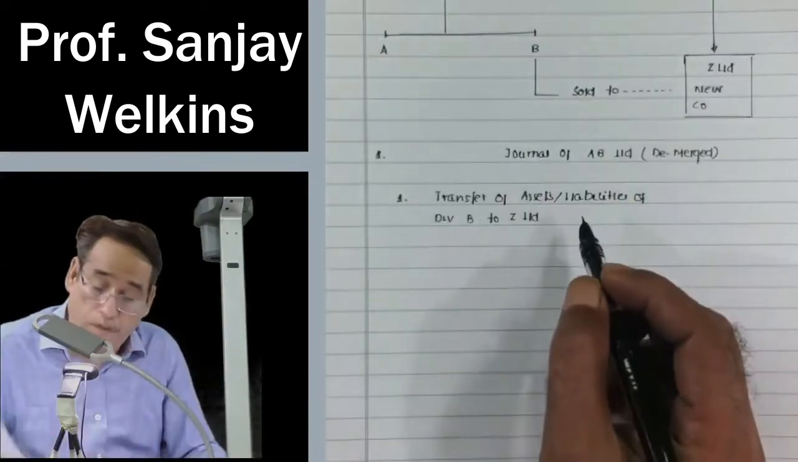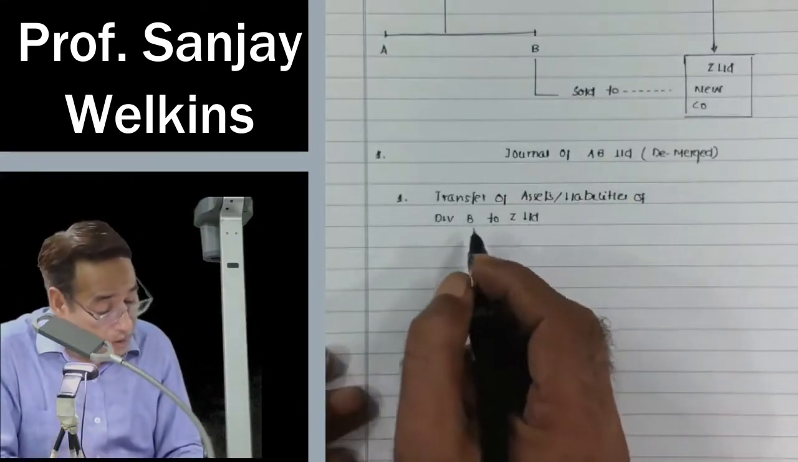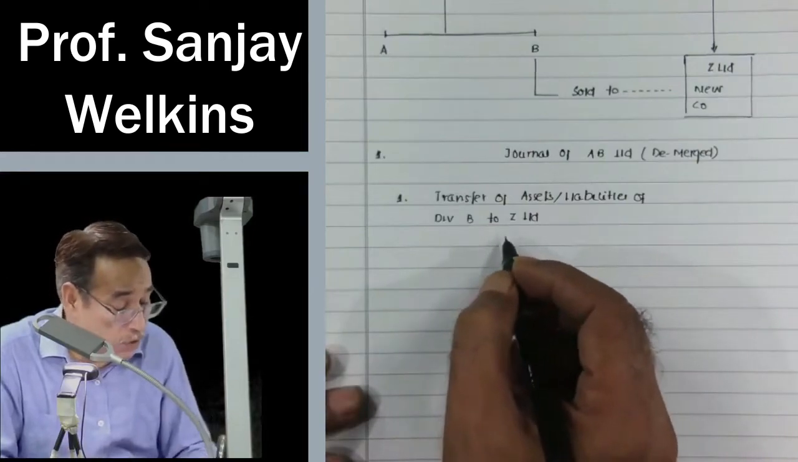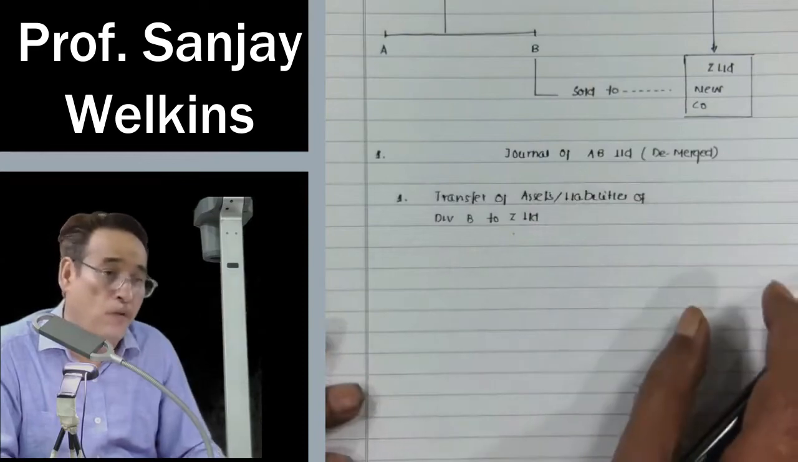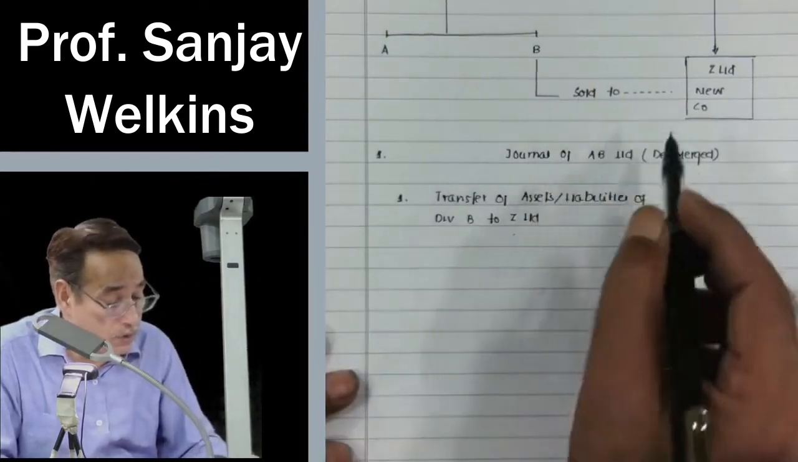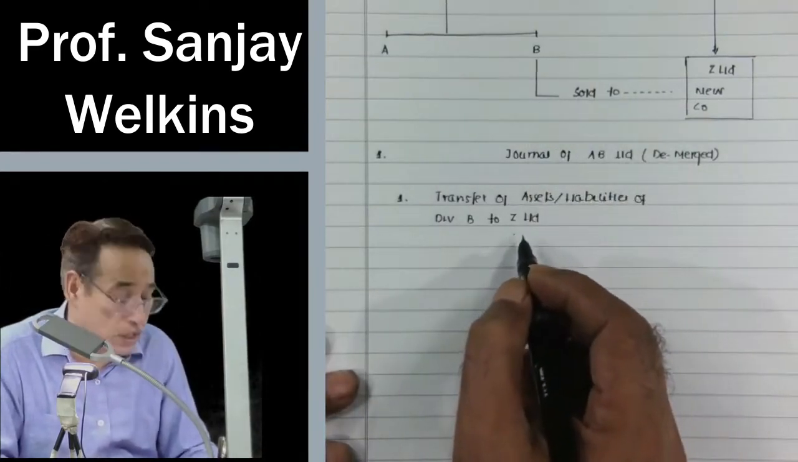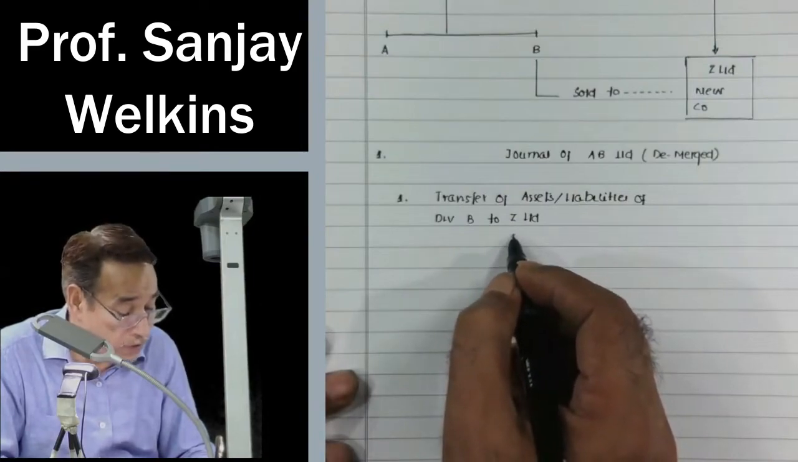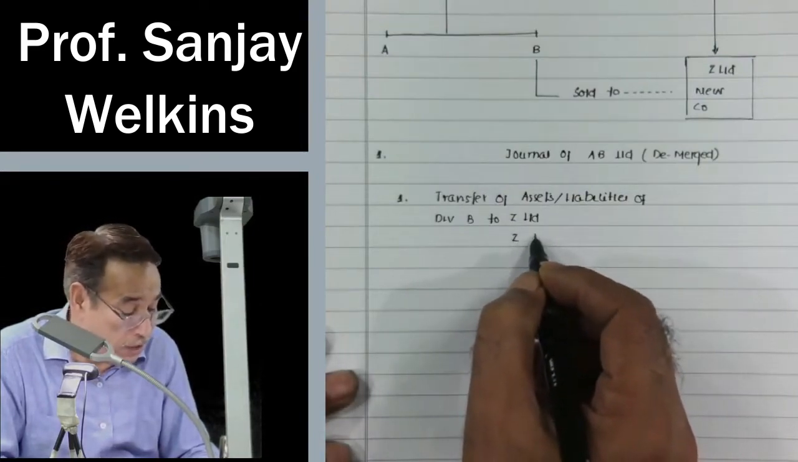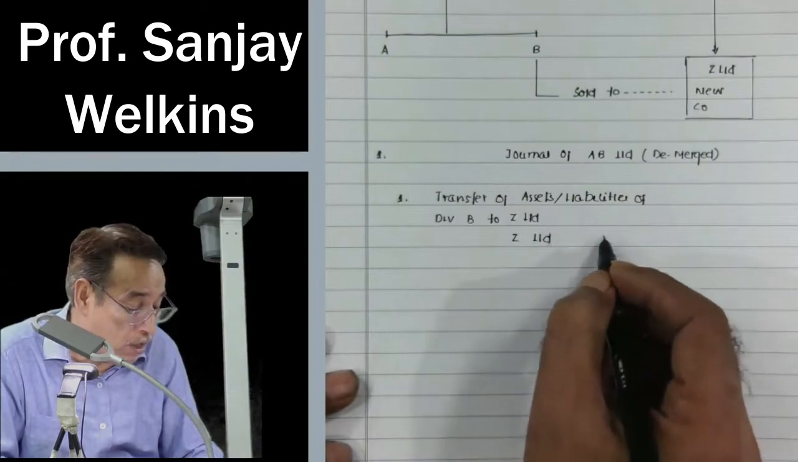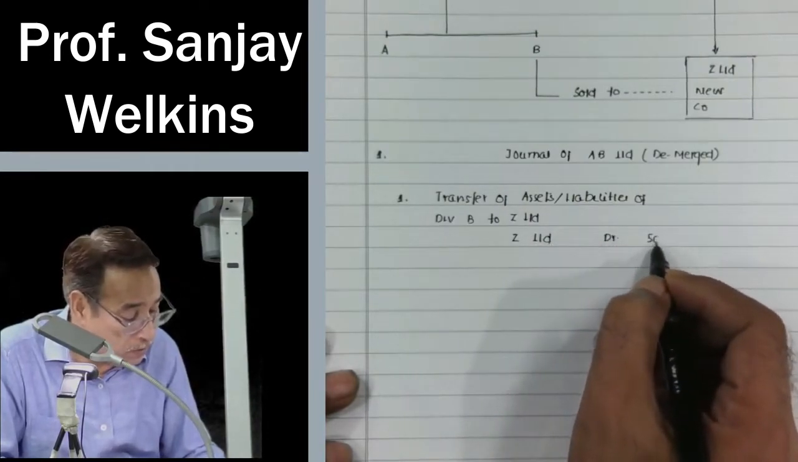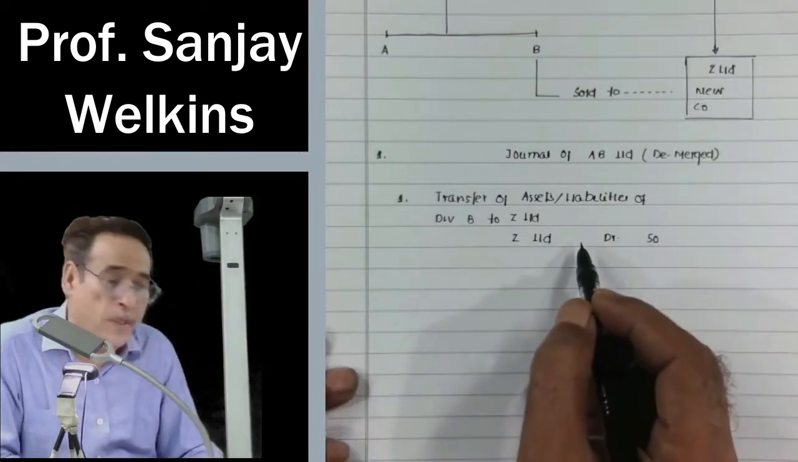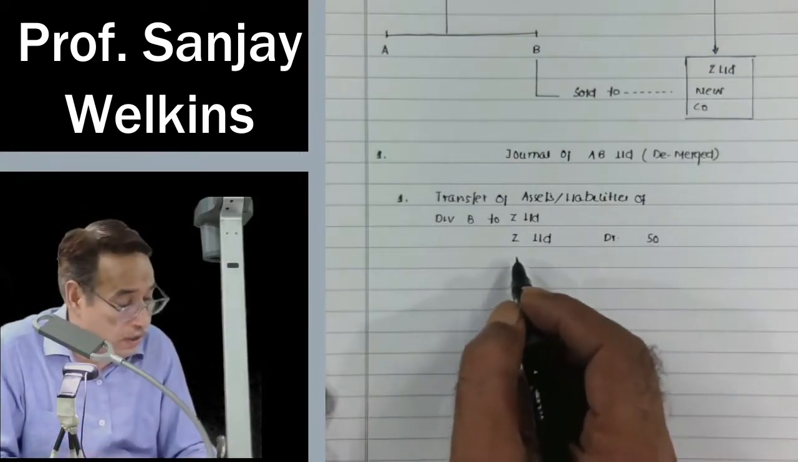So, first of all, as I told you in the last session, we are preparing the journal of the demerged entity. We have sold the division to Z Limited for 50 lakhs. So first of all, I am going to debit Z Limited simply because we have sold our division and we are supposed to receive 50 lakhs. So Z Limited is a sort of debtor for us, correct?